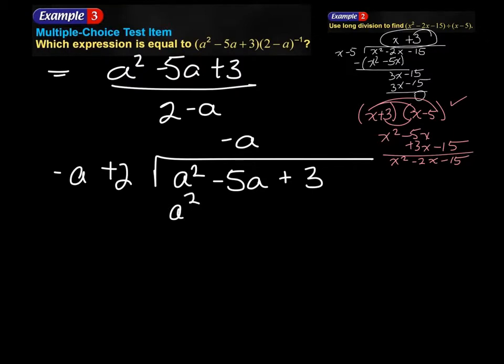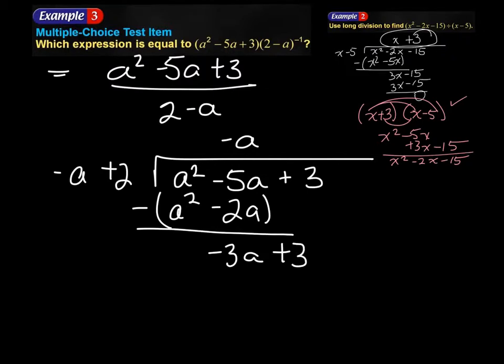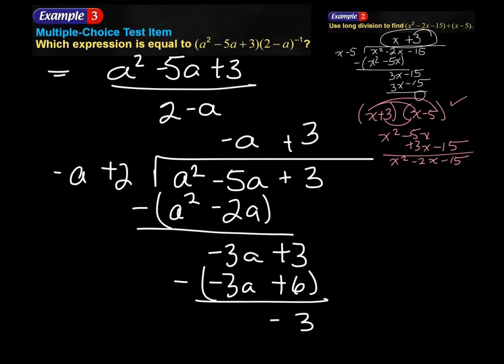So I have a squared minus 2a, and then we subtract. And minus negative is the same as a plus, so I end up with negative 3a. What do I need to take negative a times to get negative 3a? That would be 3. So 3 times negative a is negative 3a. 3 times 2 is 6. Ooh, they're not the same. So this time I'm going to get a remainder of negative 3.